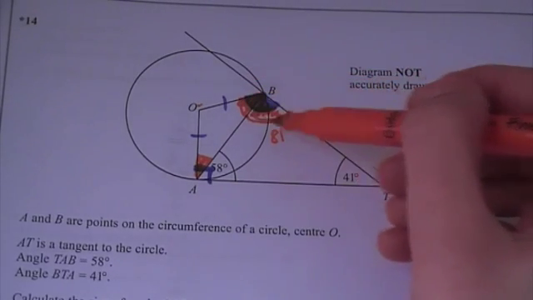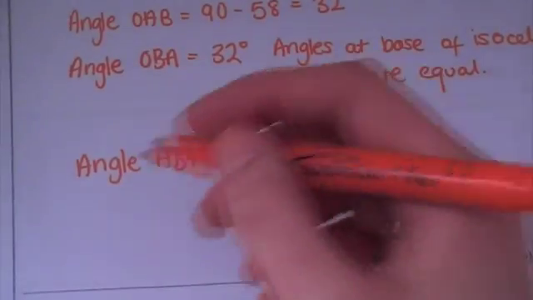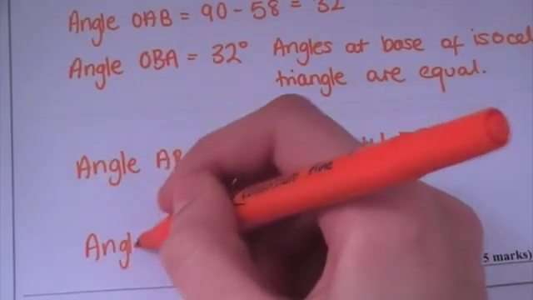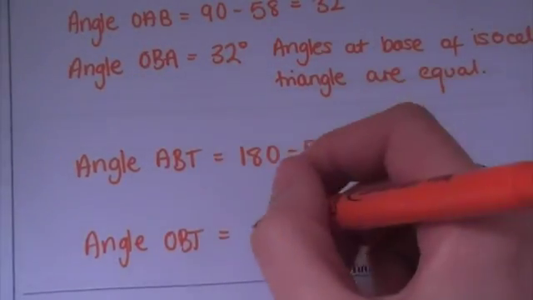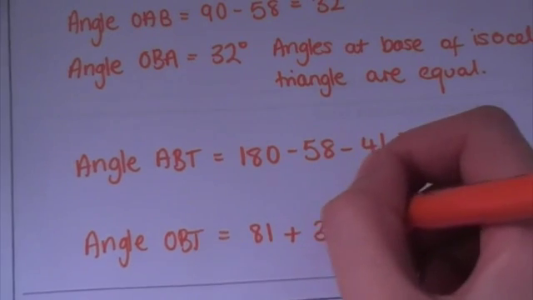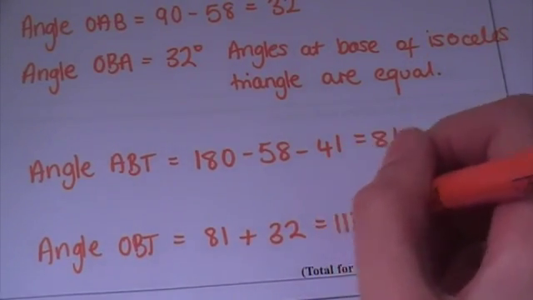Now we want the whole of that, so we're going to do 81 add the 32 that we just found. So what they're asking for, which was angle OBT, equals 81 add 32, so both those angles, which equals 113 degrees.